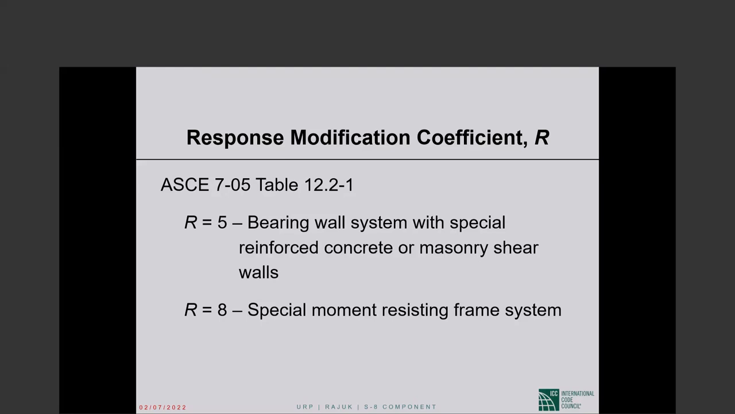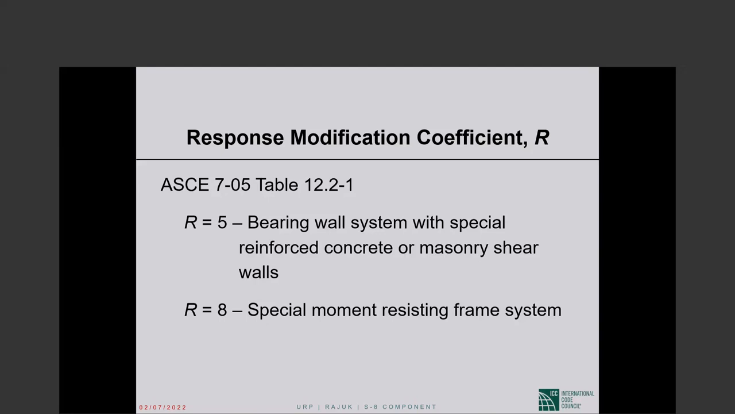The R is 5 for a bearing wall system, and I defined it for you the other day. It is a system where shear walls carry gravity loads as well as lateral loads. So R is 5 for a bearing wall system with special reinforced concrete or reinforced masonry shear walls. That is kind of a benchmark value. And R is 8 for special moment frames of steel or concrete. That is another benchmark value. The other values were initially assigned by comparison with these two systems.